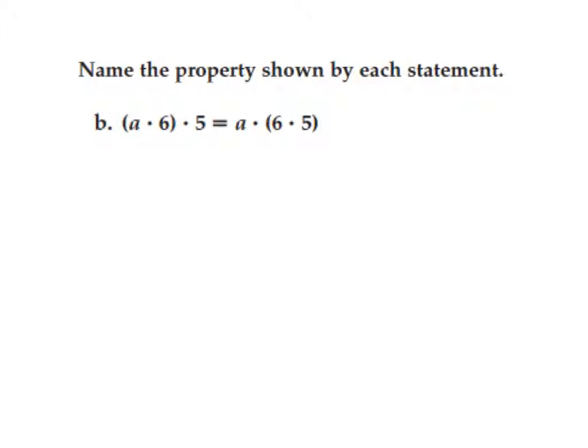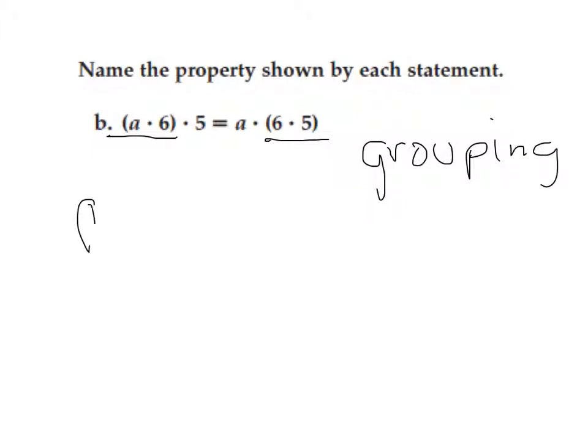Problem B has the product of A and 6 times 5 is equal to A times the product of 6 times 5. As you can clearly see, we have some grouping symbols, and these grouping symbols have changed. The grouping has changed. So grouping, of course, is the key word to look at. And whenever you think of grouping, you think of associative. And for the associative, I'm going to use this longer abbreviation so I don't spell a bad word.